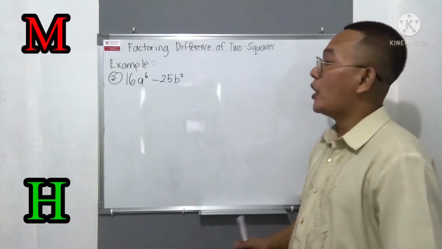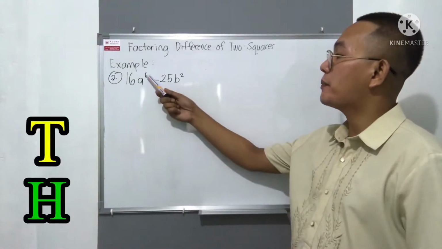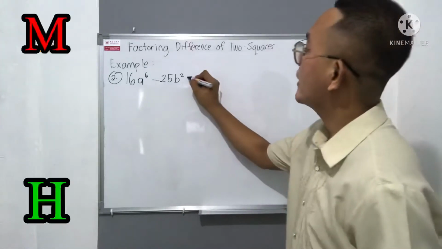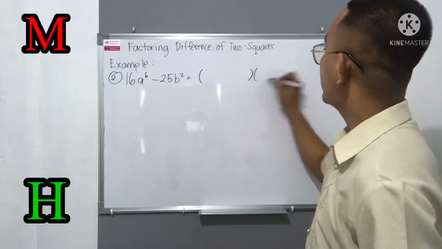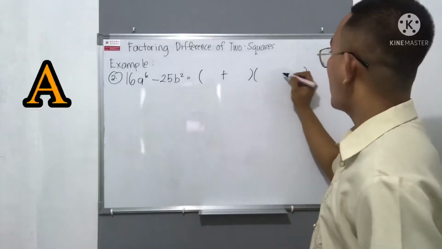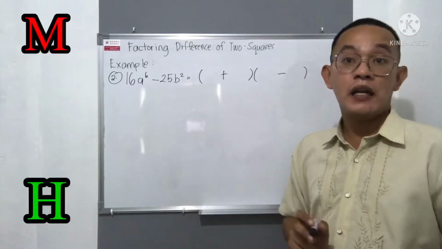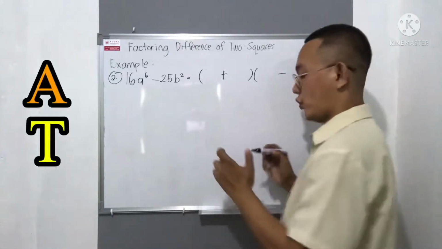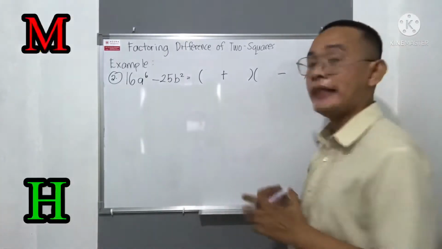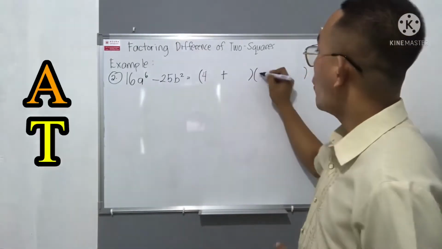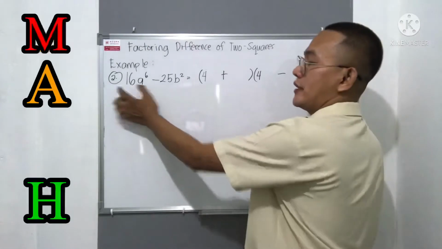Okay, next example natin, we have 16a to the 6th power minus 25b squared. Okay, so ang una natin gagawin, gawa tayo ng dalawang parentheses and then maglagay tayo ng positive sign sa isang factor at negative sign sa second factor natin. Now, kunin natin yung root ng ating first term. Ano ba ang square root ng 16? Square root of 16 is equals to 4. 4 times 4 is equals to 16.